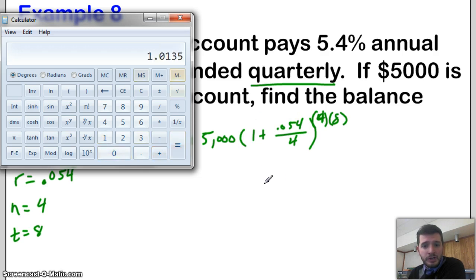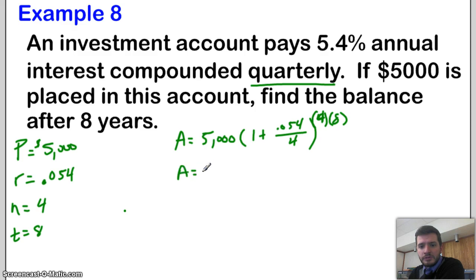That'll be 1.0135. So let me go ahead and write that. So A equals 5,000 times 1.0135, I believe. Yes, 1.0135. Okay, and then this right here is going to be 4 times 8, so 32 power, to the 32nd power, rather. So now again, remember your PEMDAS.